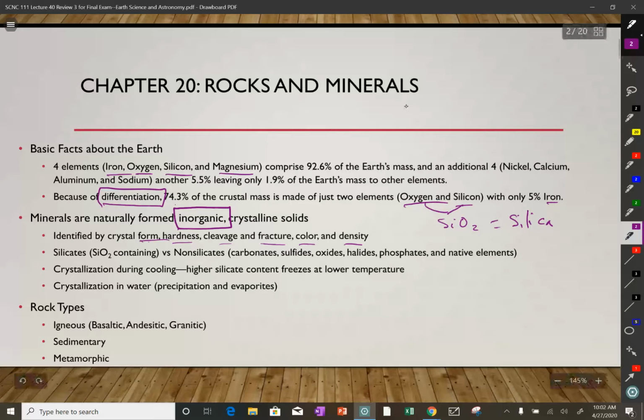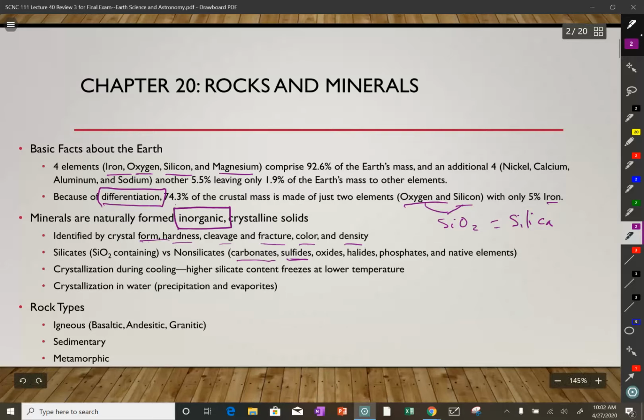So silicates, things made out of silica, are the majority of our rocks. Non-silicates are things like carbonates, like calcium carbonate, that would be limestone, or sulfides. Some of the prettiest things out there are the sulfides, oxides, halides, phosphates, and native elements. So you should have some understanding of what these different minerals are.